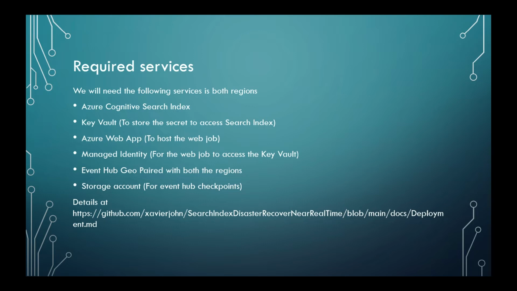When the web jobs read from the Event Hub, it has to checkpoint where its position is in the Event Hub, and that information is stored in the storage account. I have the details with pictures in the deployment document in this link.